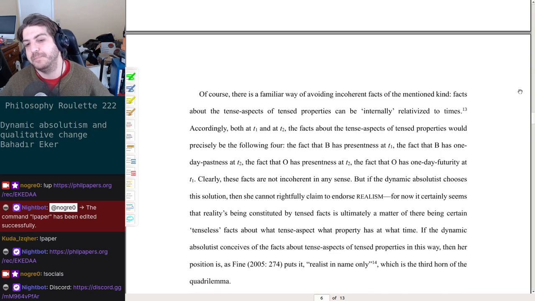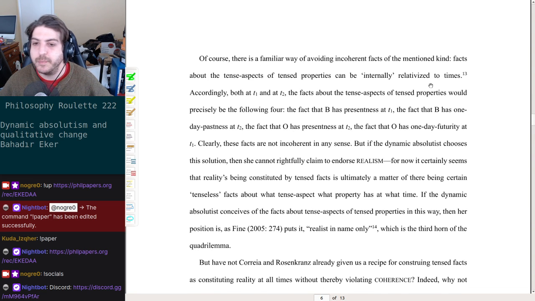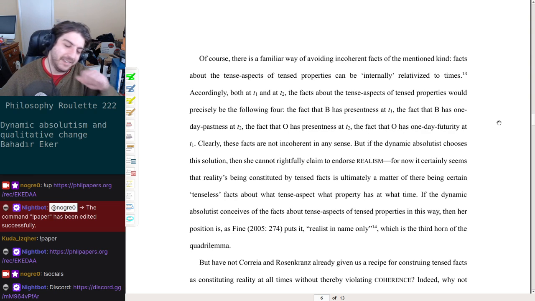Of course, there's a familiar way of avoiding incoherent facts of the mentioned kind. Facts about tense aspects of tense properties can be internally relativized to the times. Accordingly, both at T1 and at T2, the facts about the tense aspects of tense properties would be precisely the following four. The fact that B has presentness at T1, the fact that B has one-day pastness at T2, the fact that O has presentness at T2, the fact that O has one-day futurity at T1. Clearly, these facts are not incoherent in any sense.